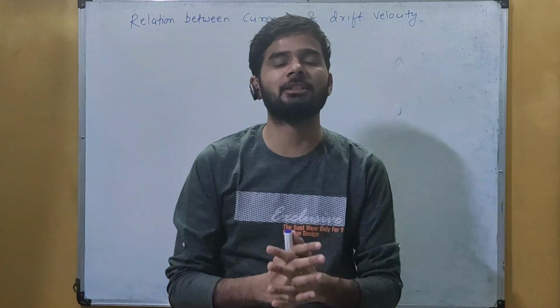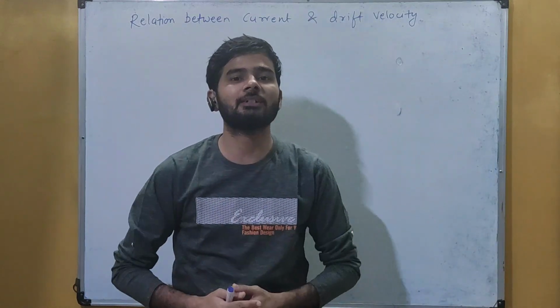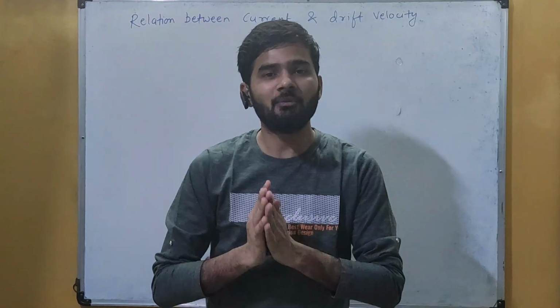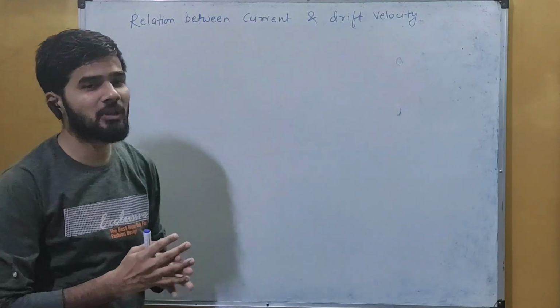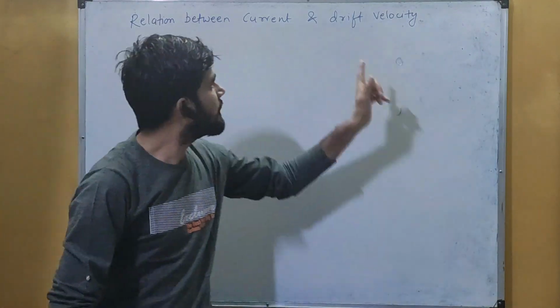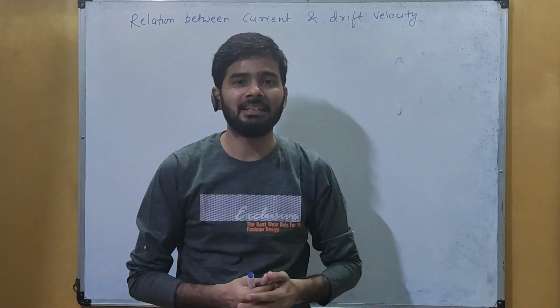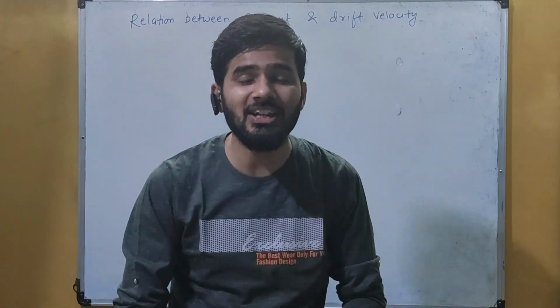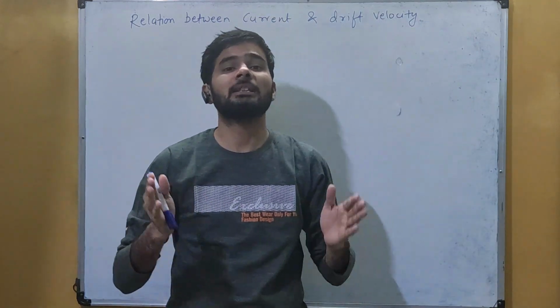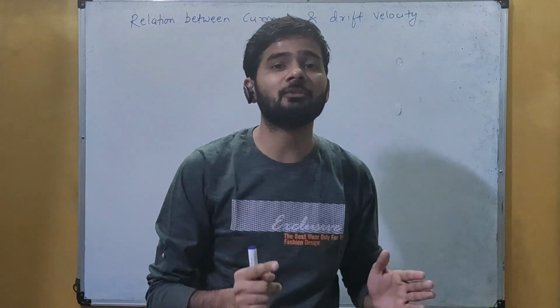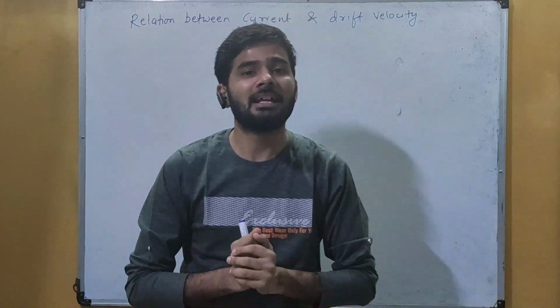Students, welcome back to my lectures of class 12th physics. We are studying our chapter, current electricity. Here we have the next topic, that is the relation between current and drift velocity. We have seen what drift velocity is. It is the velocity acquired by the charge carriers or the electrons when the potential or the electric field is applied across the ends of the conductor.